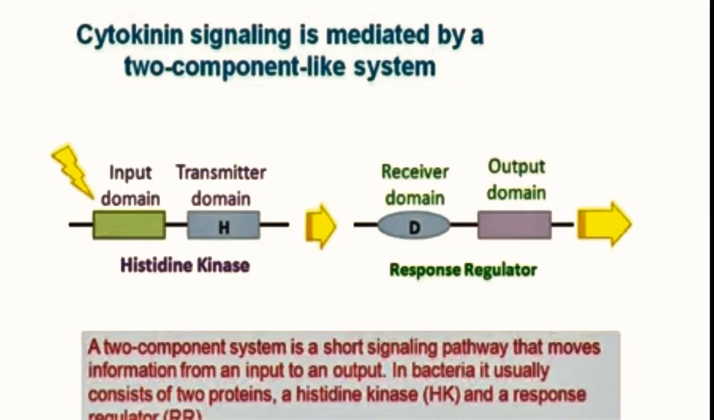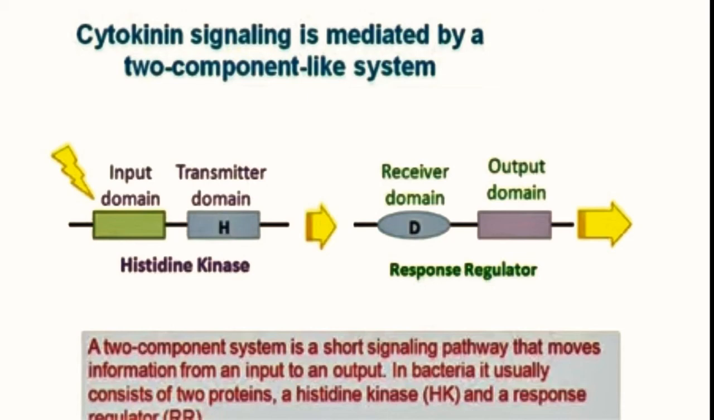Bacteria have a two-component kinase system, whereas plants and higher animals have kinases with extracellular domains that can receive a signal and transmit it downstream by the activation of kinases, and those are serine, tyrosine or threonine kinases, whereas bacteria use histidine and aspartate, and histidine here is activated. Here we can also see that it consists of histidine kinases and a response regulator. It is a two-component system and is a short signaling pathway that moves information from an input to an output. As in bacteria, it usually consists of two proteins, a histidine kinase and a response regulator.